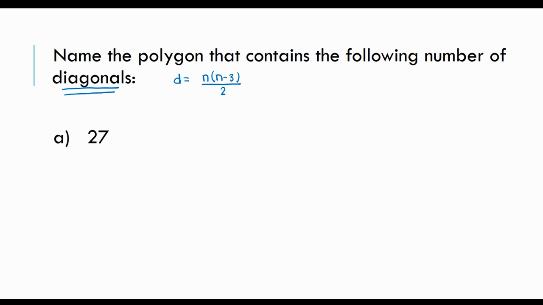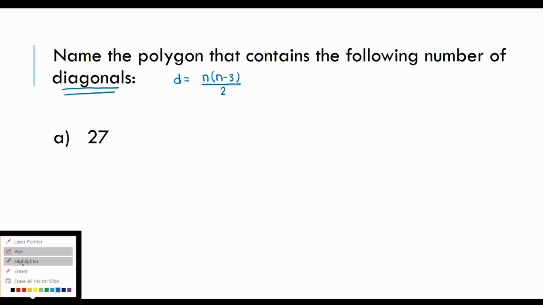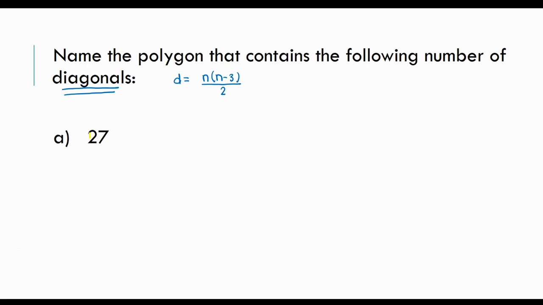If they're asking for us to name the polygon, that means that, once again, we do not have n, but they're telling me how many diagonals. So that 27 is represented as D. So we're going to set up the equation that 27 is going to equal n times n minus 3, all divided by 2. Now I want to start solving for n.